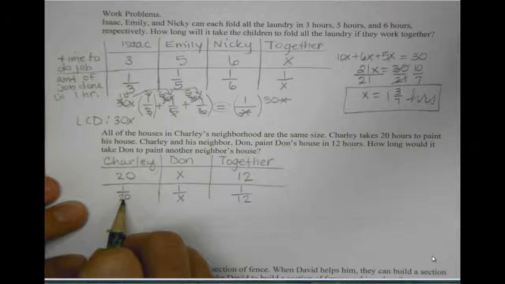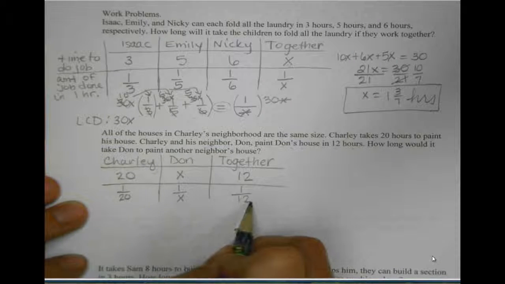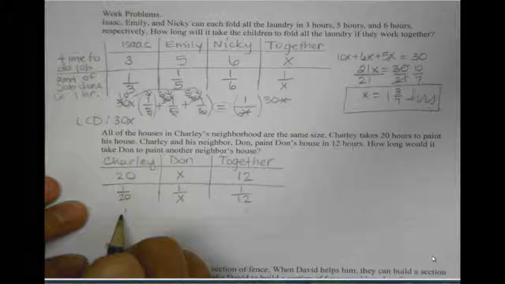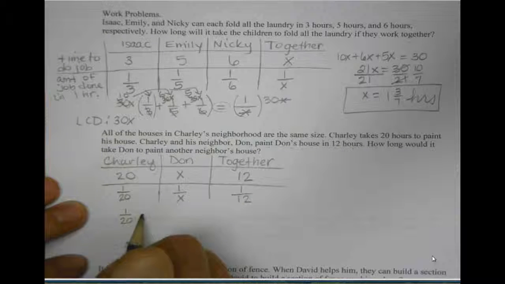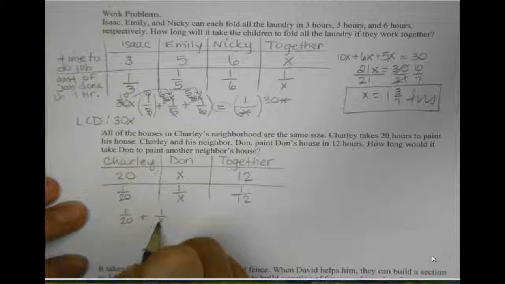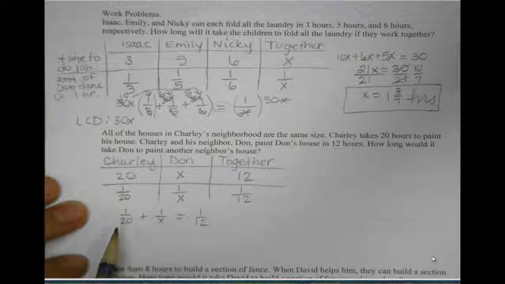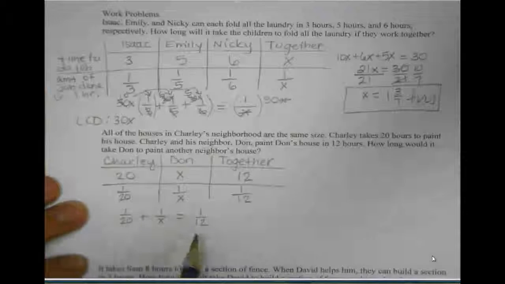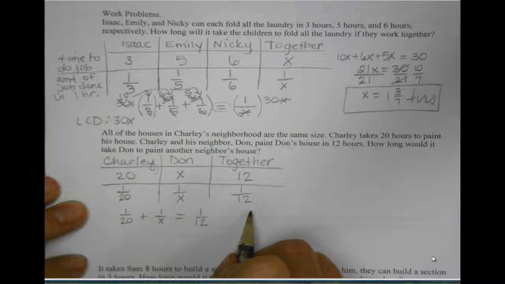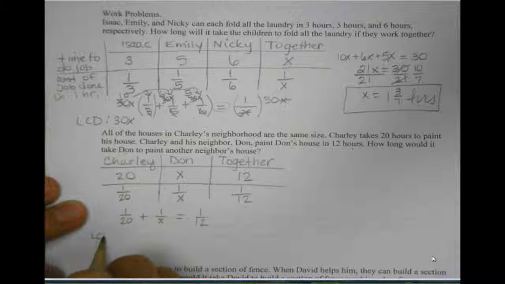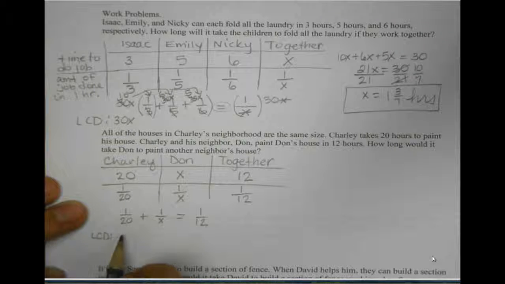So if we know our ratios for each of the three, we can set up Charlie plus Don equals the together time. And then we need to find a common denominator for all three of these. And I know my least common denominator is going to have an x in there.